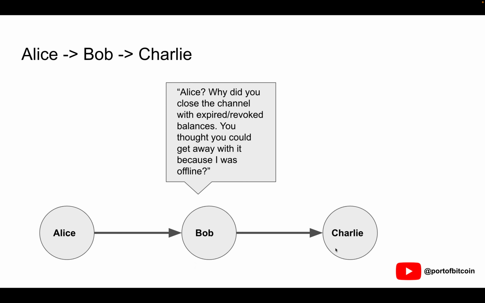But maybe Alice, being a mischievous person, identified an opportunity to try to steal Bob's balance in the channel. Because she'd known that Bob had been offline for a long period of time, Alice thought, well, maybe I can try and close the channel with balances from a previous revoked state, like a historic state where Alice's balance was higher than it was at the latest state of the channel. And so Alice tries to close the channel with previous revoked balances and thinks she'll get away with it because Bob's offline and doesn't know what's happening.